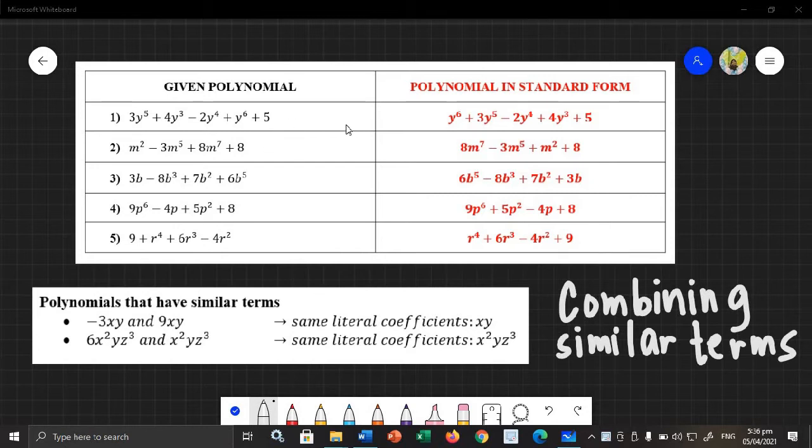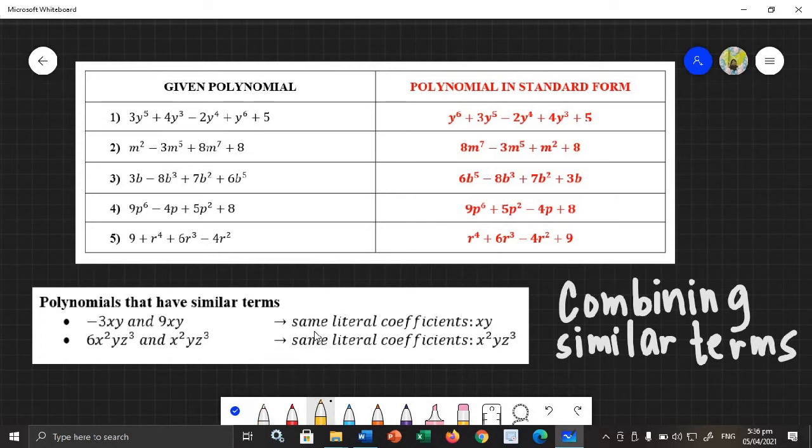Polynomials that are arranged in standard form. So when we arrange polynomials in standard form, basically we just arrange the exponents in descending order. Okay? So in this example, let's say we have this polynomial, number 1, so it is not arranged in standard form. When we arrange it in standard form, the first term is the one with the highest exponent going down. That is why it is descending, from highest to lowest.